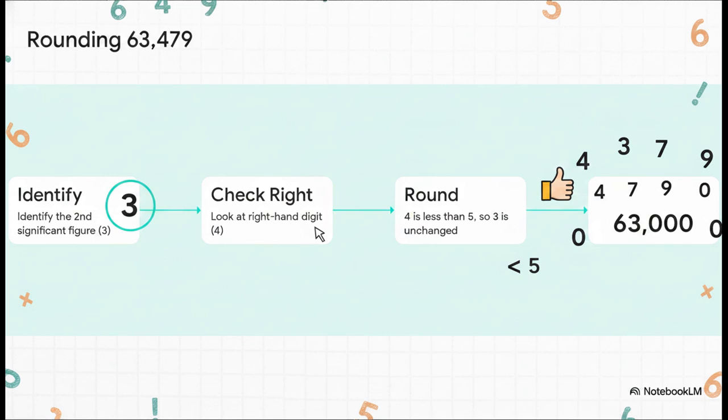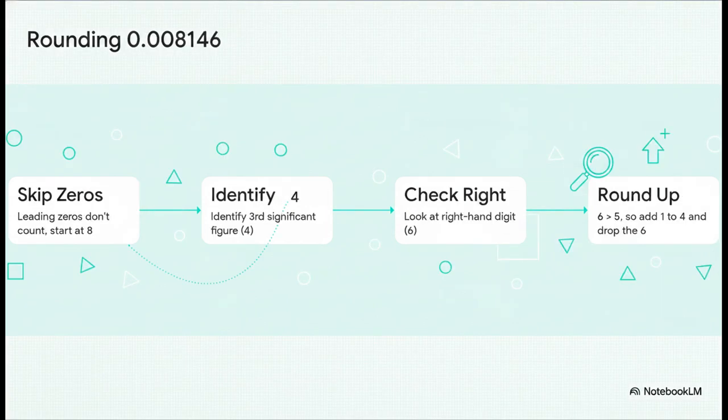Let's actually see this in action by rounding the number 63,479 to exactly 2 significant figures. All right, step 1. We find that second significant figure, which in this case is the 3. Step 2, we glance at the digit immediately to its right. That's a 4. Step 3, since 4 is less than 5, our target digit, the 3, just stays exactly as it is, unchanged. Finally, we replace the 4, 7, and 9 with zeros since they sit before the decimal point, so our final perfectly rounded answer is 63,000. Easy, right?